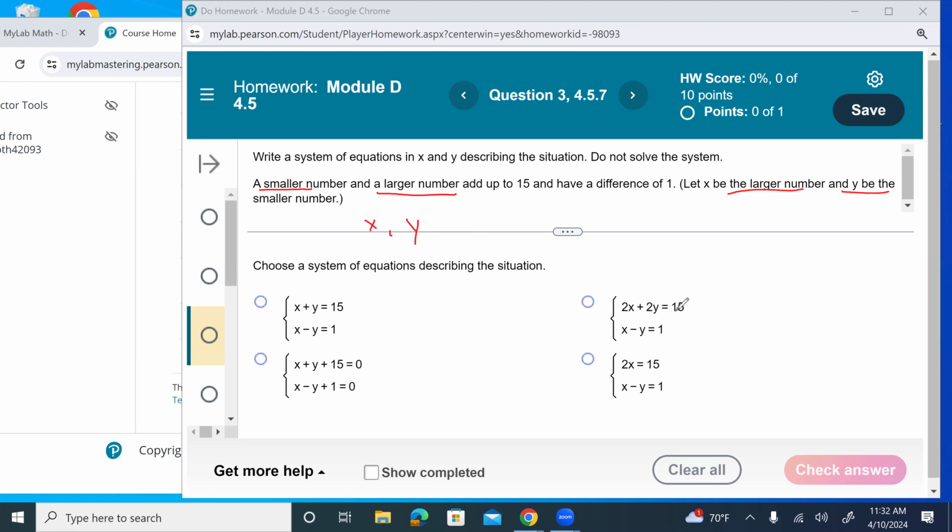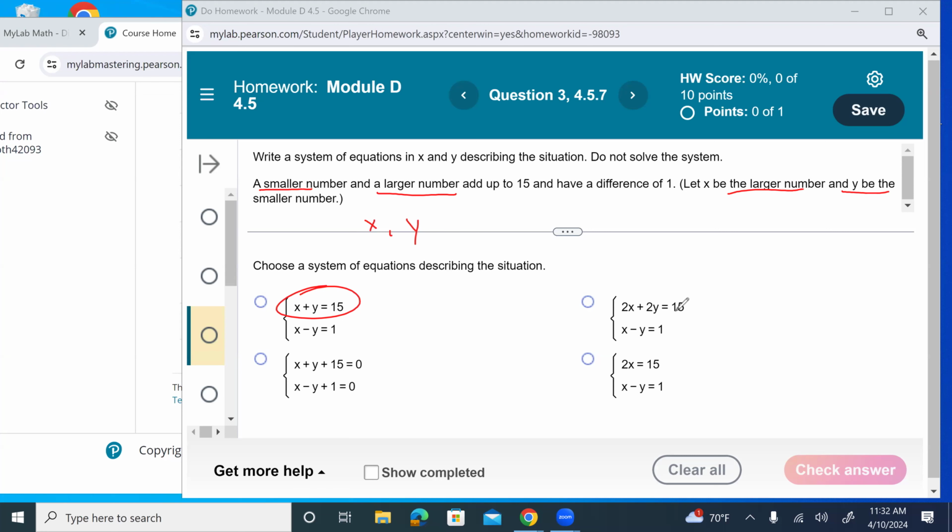If they add up to 15, it would just be X plus Y equals 15, something like that. Well, no, it just says they have to add up to 15, not twice the first and twice the second one, or anything like that.